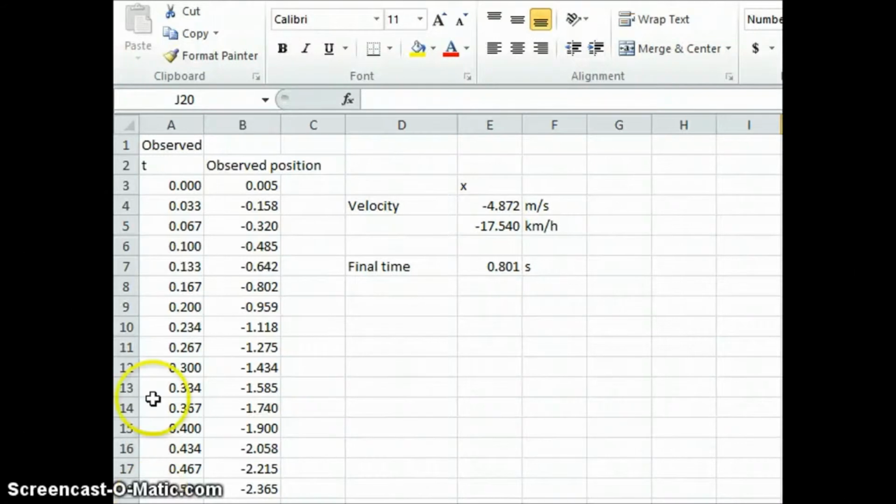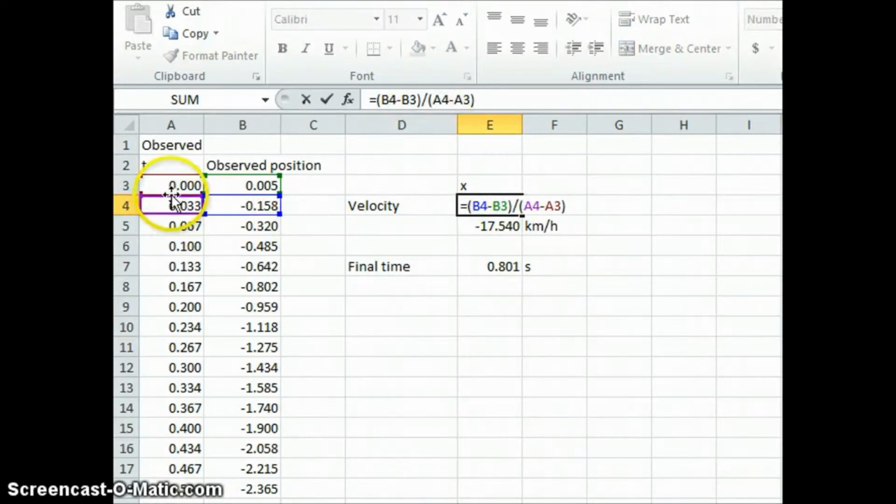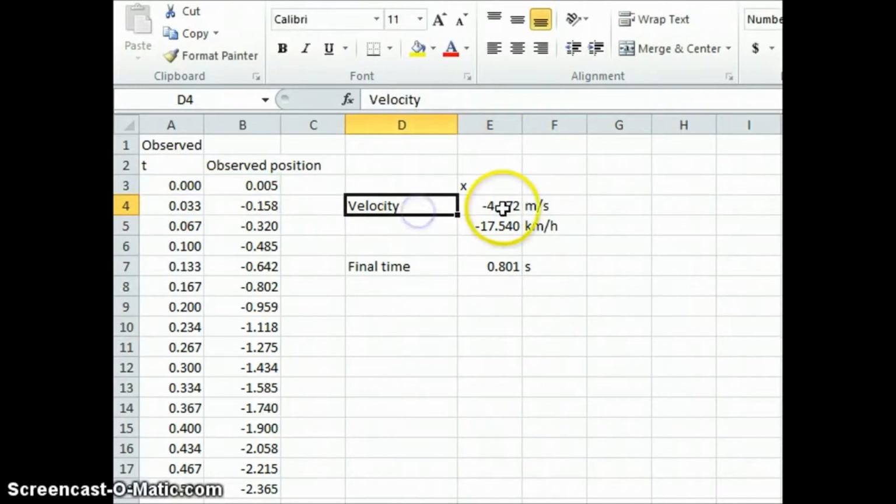Here we are in Excel. I have listed all of the times and the observed positions as calculated by Tracker on the left hand side, and I calculated the initial velocity as the difference between the two positions in the x direction and the difference of time, and it came out to be 4.872 meters per second in the negative direction.